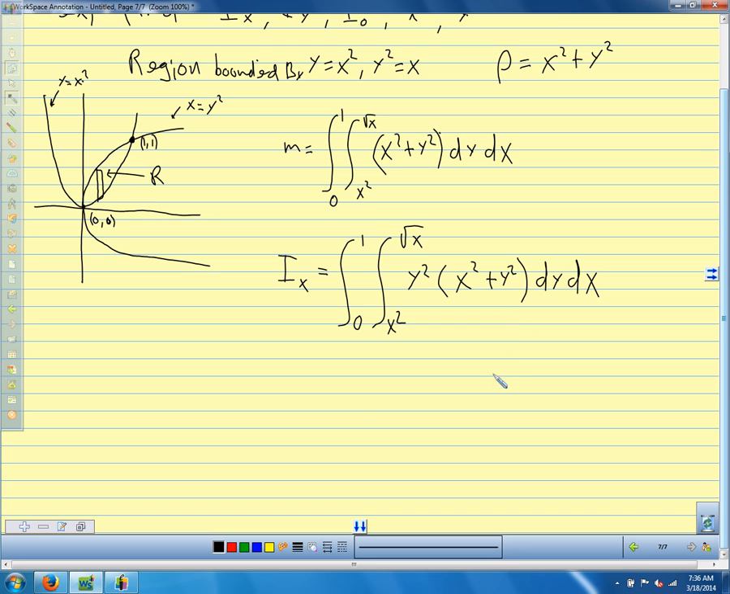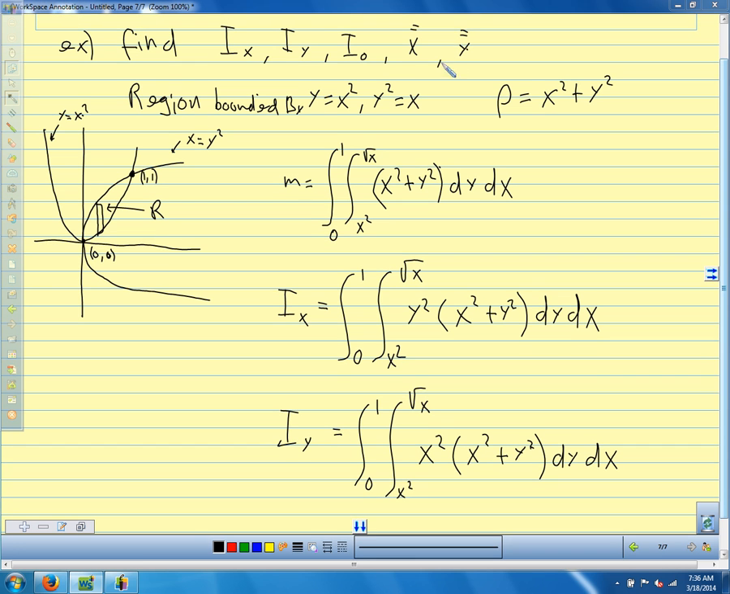Just power rule stuff. And I sub y, same region, 0 to 1, x squared to square root of x. And then we put in the square of our distance from the y-axis, x squared times x squared plus y squared, dy dx. And once we have all three of these, we have everything we need for the other integrals.